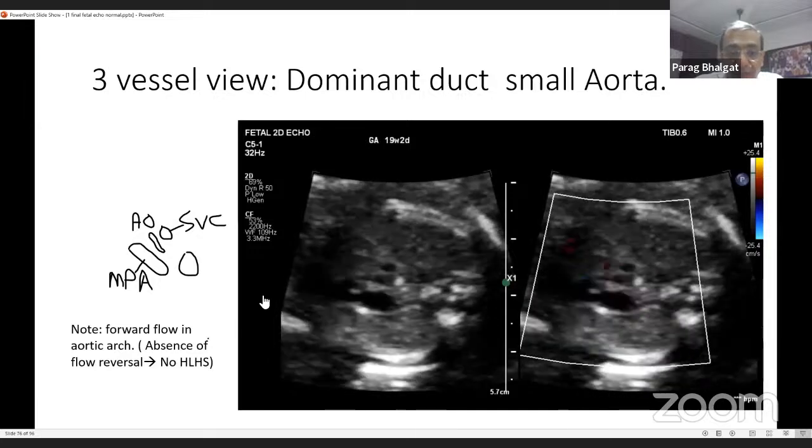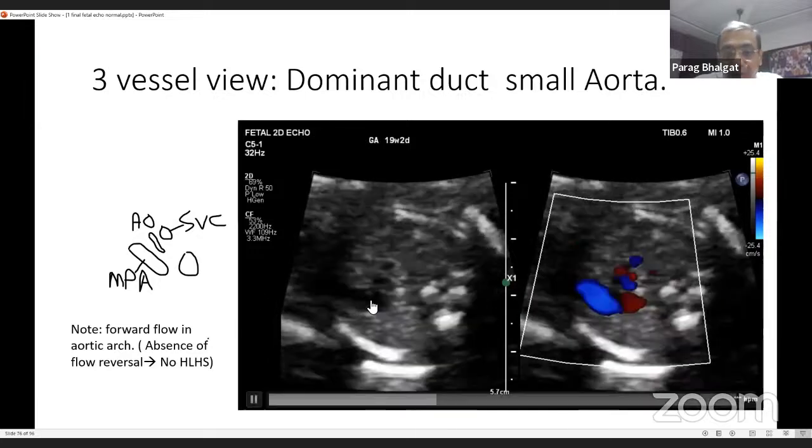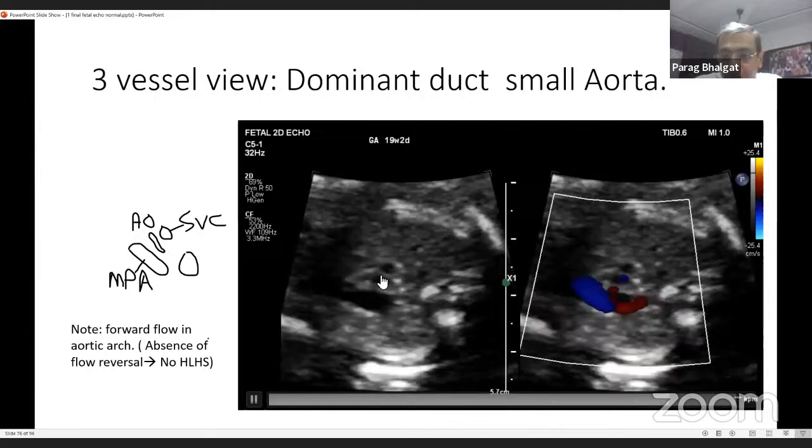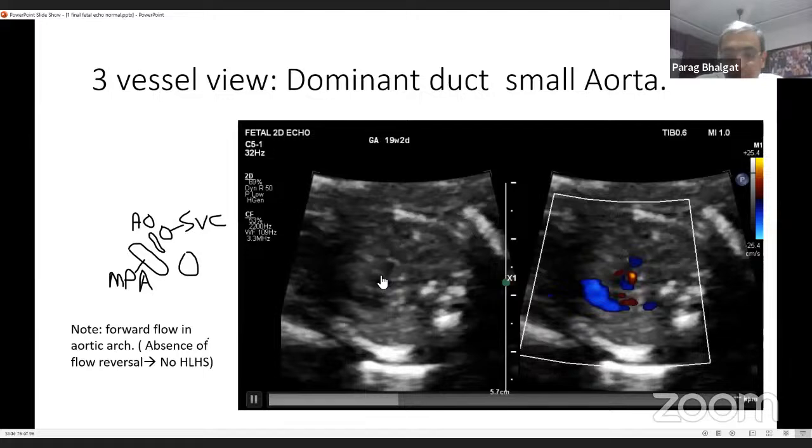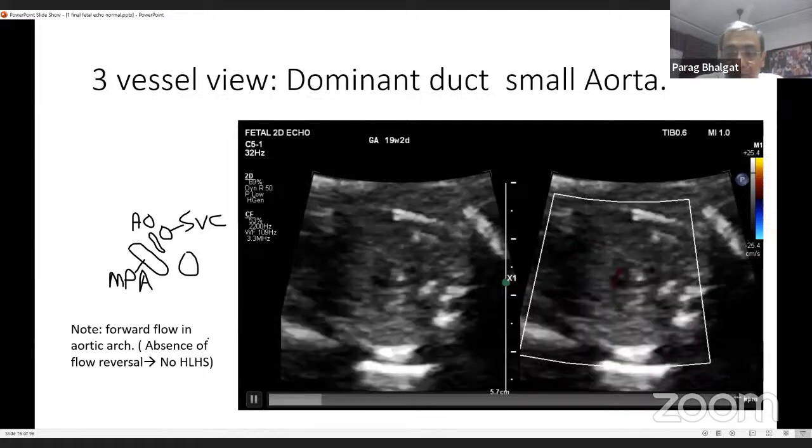So again, the relative size of the main pulmonary artery, aorta, and SVC. There is no flow reversal in the aorta that we have to note here. All are showing forward flow.